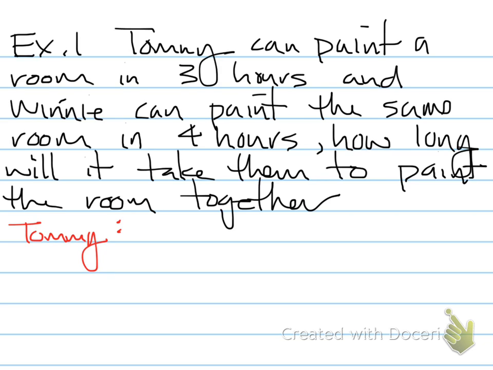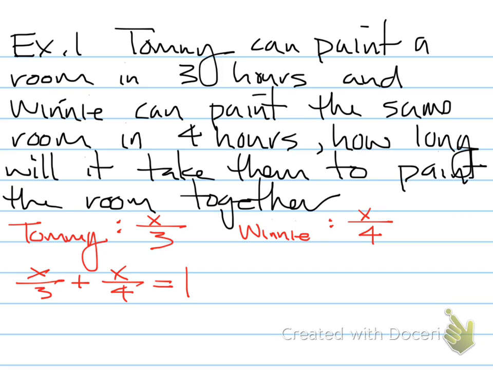All right, so for Tommy, it takes him 3 hours, so he can get 1/3 of the job done in 1 hour. And since it takes Winnie 4 hours to paint the room, she can get 1/4 of the room done in 1 hour. All right, so we're going to add both of those up and set it equal to 1.